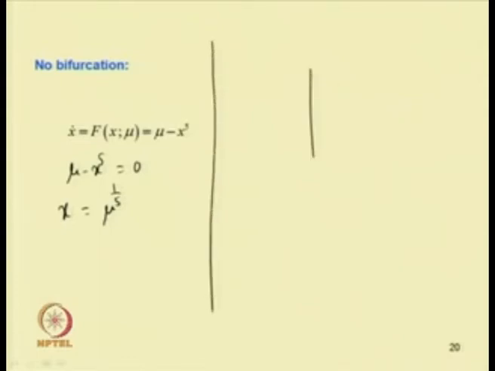So, let us see one more example, where x dot equals mu minus x to the power 5. Here, for the equilibrium point, we can put x dot equal to 0. So, we have mu minus x to the power 5 equal to 0, or x to the power 5 becomes mu. So, x becomes mu to the power 1 by 5. So, if one plots this in the x-mu control space, that is x versus mu.